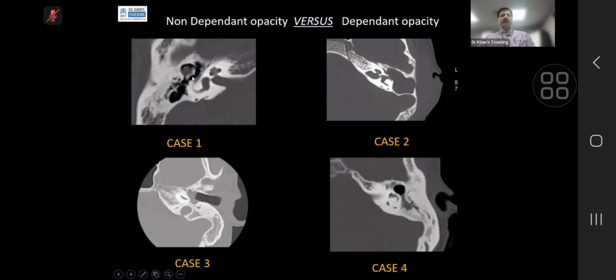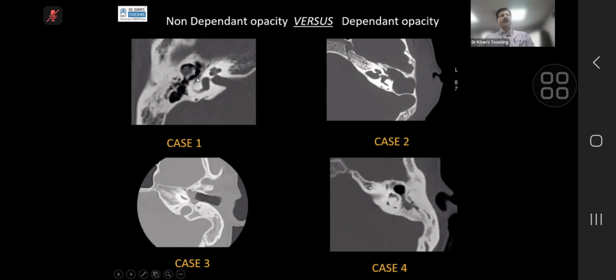Now look here, candidate one. If I tell you that this is a cholesteatoma, can you prove me right? Sorry, candidate two. Can you describe it? What's happening? There is a soft tissue attenuating lesion in the middle ear cavity abutting the malleus and incus. There is no erosion of the adjacent bone. This is in the dependent portion, and there's no erosion, so it's unlikely to be a cholesteatoma.